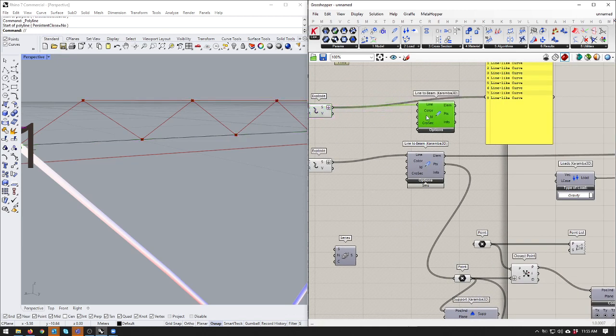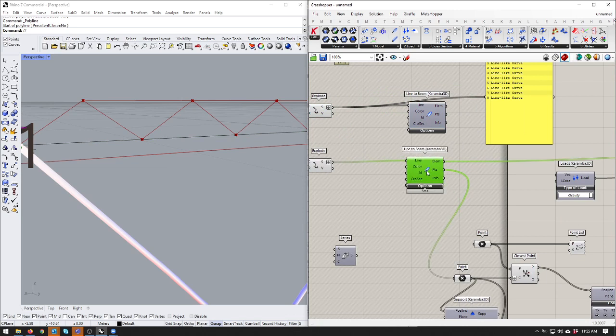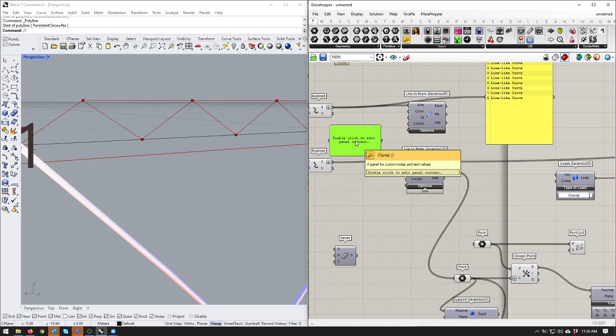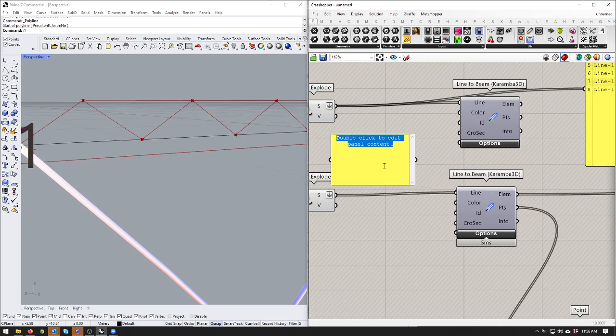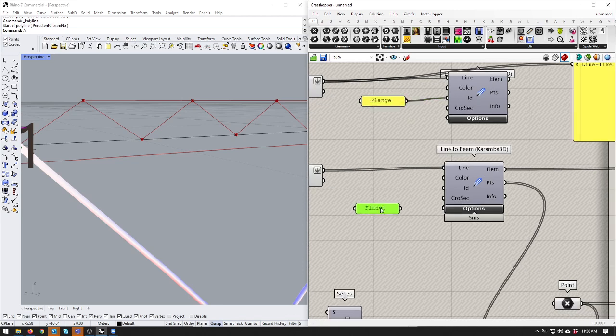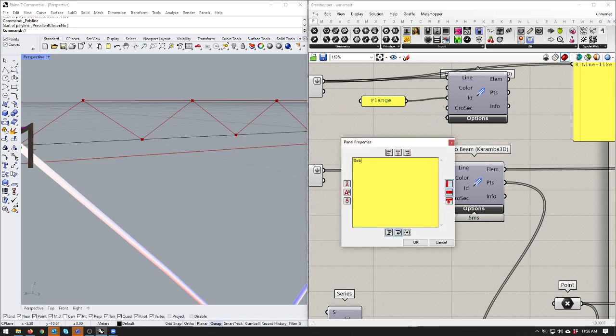So this guy here is going to be the flanges, and this guy is going to be the webs. And the way that we can tell Karamba to deal with that and put a marker on it that makes it easier to manage later on is by naming them. So if we grab a panel, and you can name these anything, these are completely extensible names. We can name this flange on the top, and you put that in the ID. And you can name these webs.